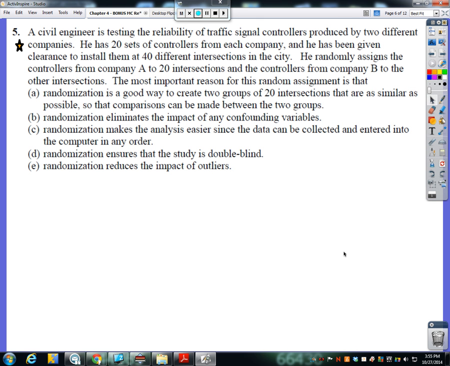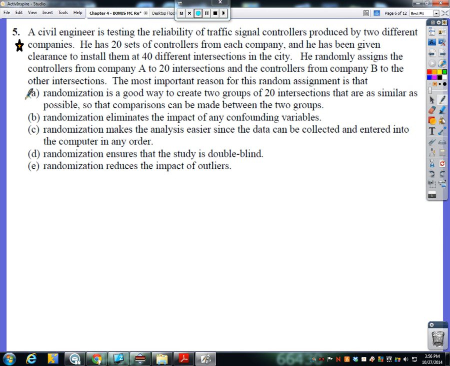Number 5, a civil engineer is testing the reliability of traffic signal controllers produced by 2 different companies. He has 20 sets of controllers from each company, and he has been given clearance to install them at 40 different intersections in the city. He randomly assigns the controllers from company A to 20 intersections and the controllers from company B to the other intersections. The most important reason for this random assignment is that randomization is a good way to create 2 groups of 20 intersections that are as similar as possible so that comparisons can be made between the 2 groups.